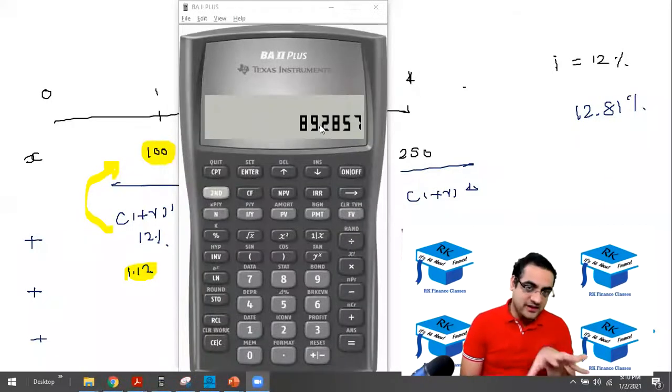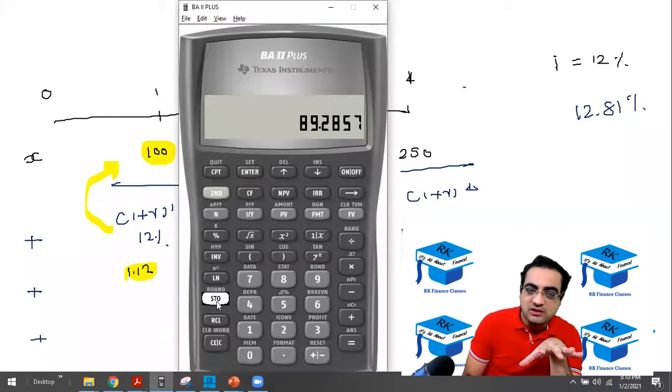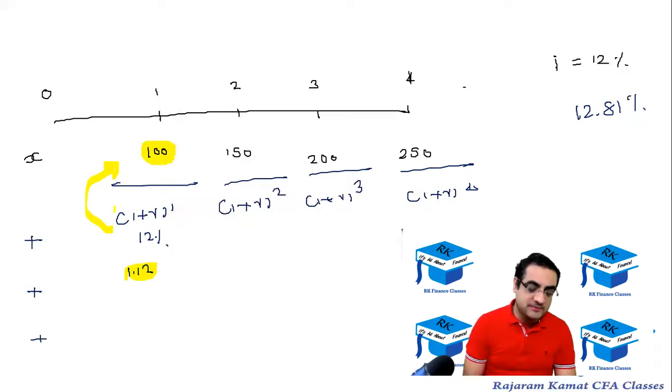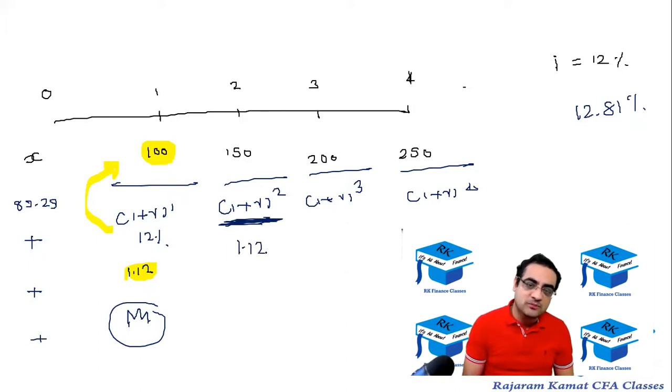So this answer 89.29, if you want, you can press STO 1. I repeat, STO 1. It will store the answer in memory number 1. So I'll just write M1. M1 means it has been stored in memory number 1. Either you can write it or you can just store that in memory number 1. Storing that in memory number 1 is a smarter way to do it. Next one is this one. This is again 1.12, but I need to square it. So let me do that, 1.12 and then square it.